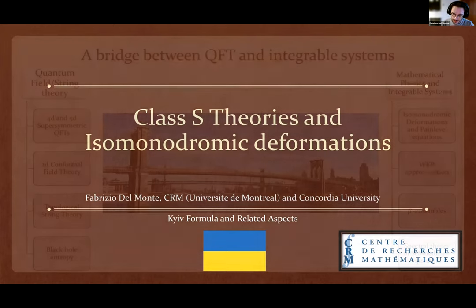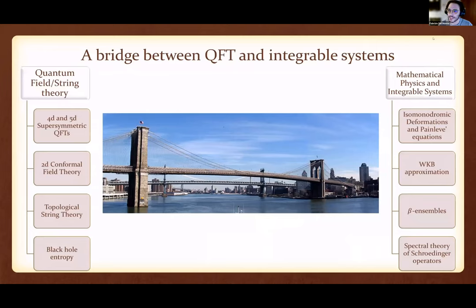And the Kyiv formula is part of a bridge that is being constructed between topics in quantum field theory and string theory and topics in mathematical physics and specifically integrable systems. And this touches many different topics on both sides, from supersymmetric QFTs, conformal field theory, string theory, but on the mathematical physics side, we have WKB approximation, random matrices, a lot of different topics. And an important pillar of this bridge is the Kyiv formula that provides a quantitative, very explicit match between the two sides.